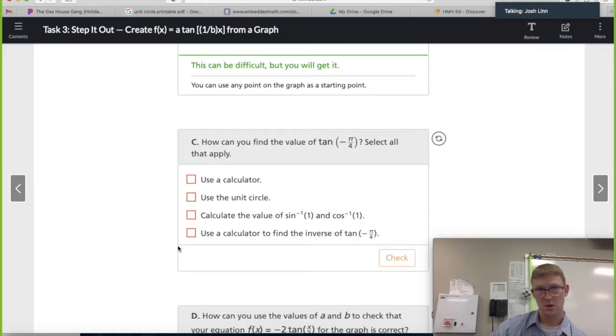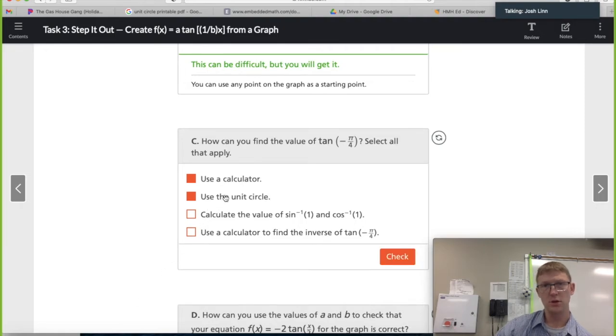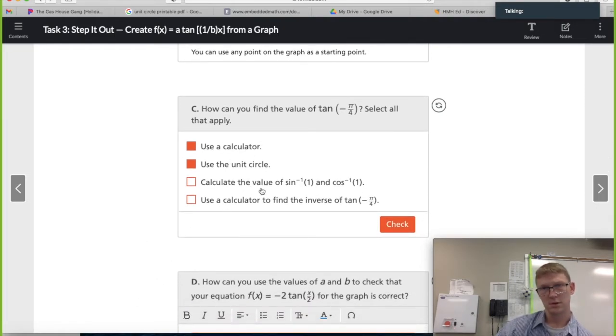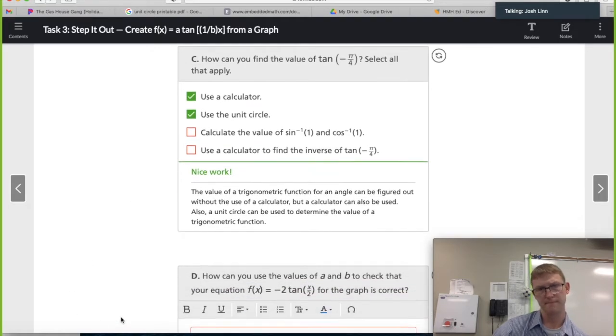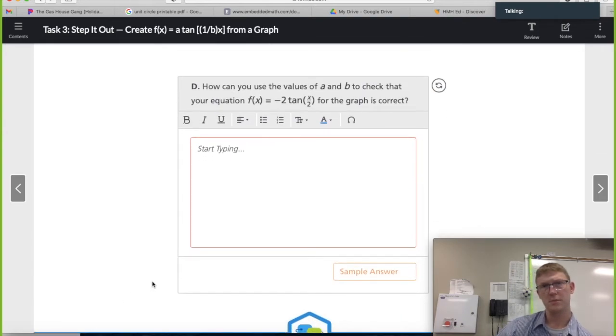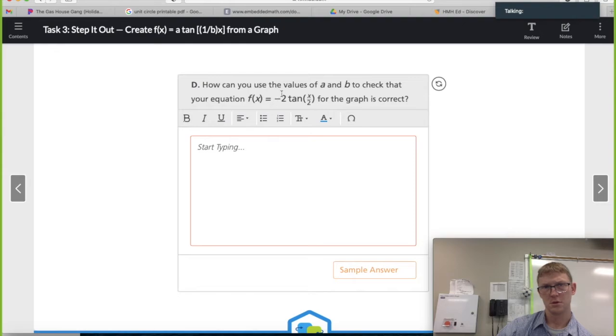How can you find the value of tangent of negative pi over 4? Select all that apply. You can use a calculator. You can use the unit circle. I don't know why you would use inverses, I guess, but whatever. You can always shove it all into your calculator, make sure it works. Plug in some known points. You have at least 2 known points, 0, 0, and the one they give you. So when it says how can you use the values of a and b to check your equation, reference points I think would be a good answer for that. There's a variety of ways.